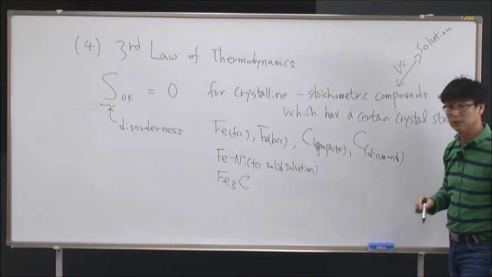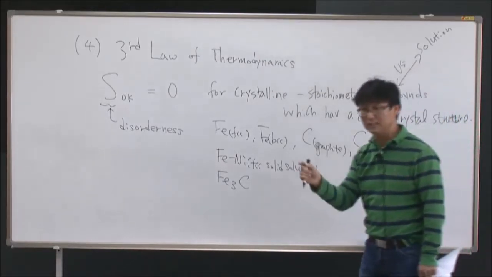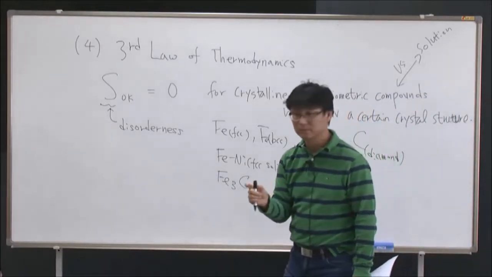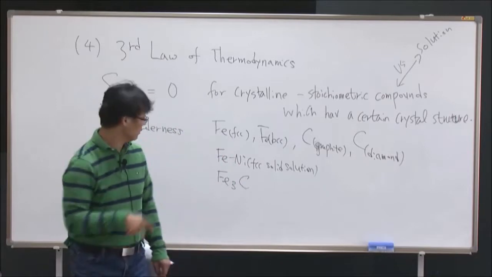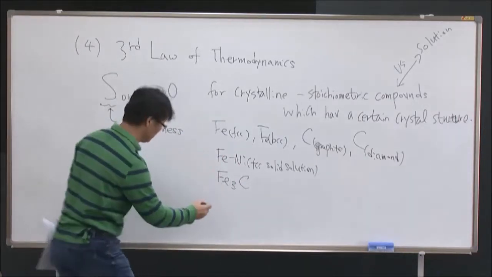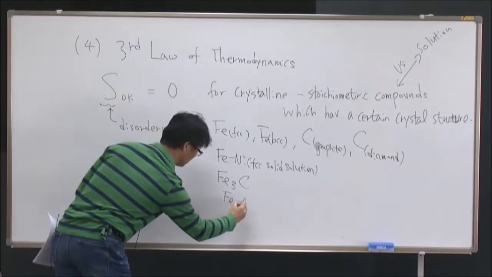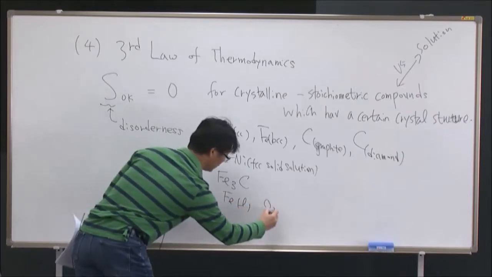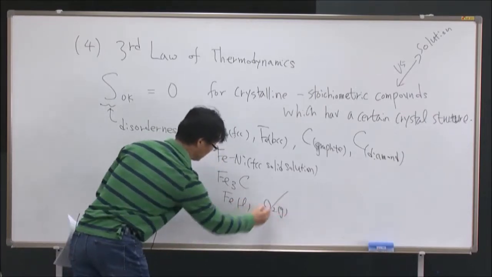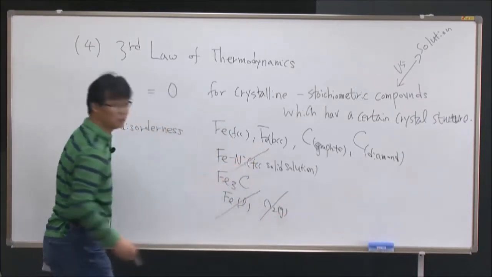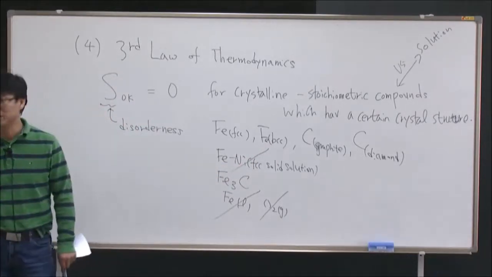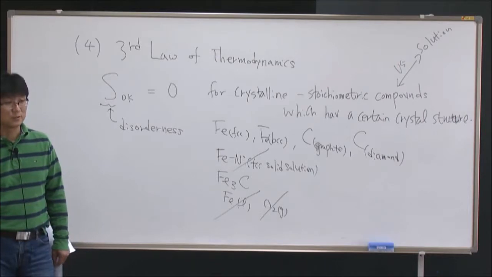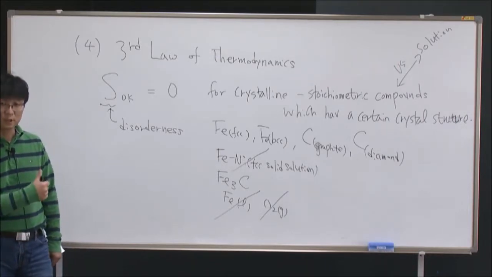Same thing, H2O ice, solid, becomes 0. But as I mentioned, for all these liquid phases, iron liquid, or oxygen gas, this is not 0, and this is not 0. Okay? So this is the definition of the third law of thermodynamics. Good?